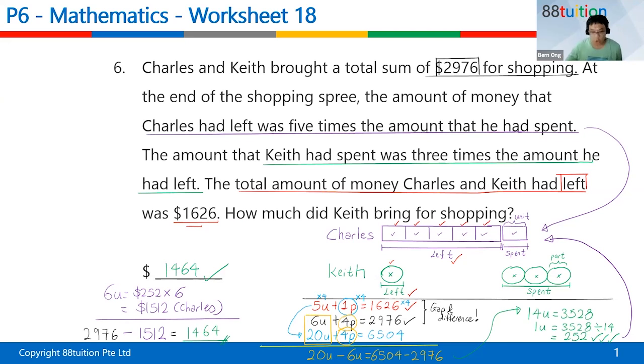Draw your units, draw your parts, activate gaps and difference. Use your calculator, no fear. Get rid of one of the items. All right. Make sure you know that 1 unit represents who? It represents Charles, not Keith. Keith is called part 1. Once you can find one person, you can find the other person. A very systematic one. Don't fear this type of question. Don't fear.